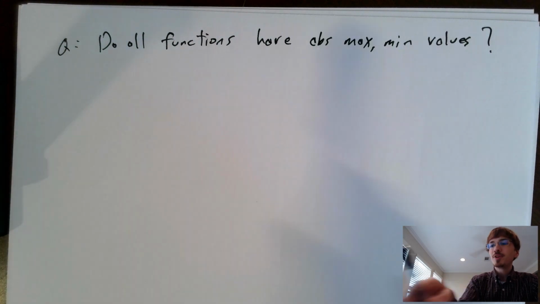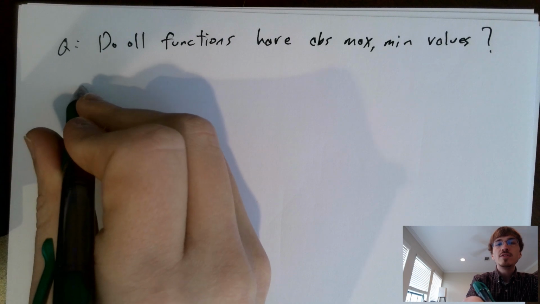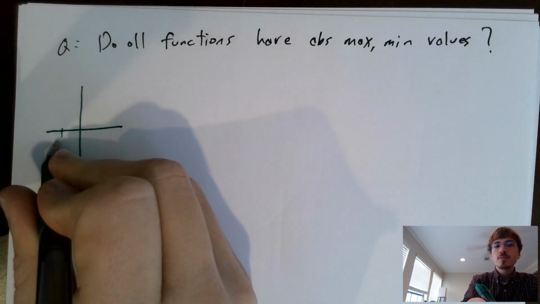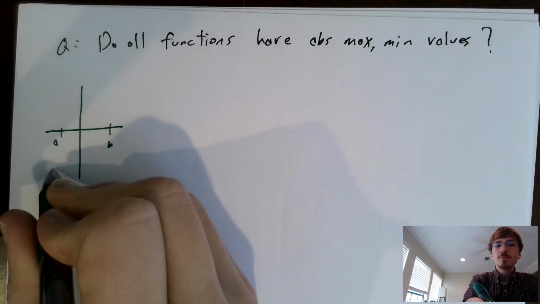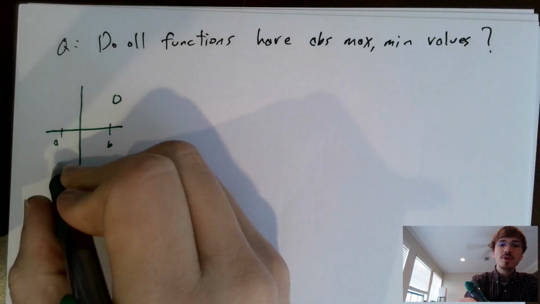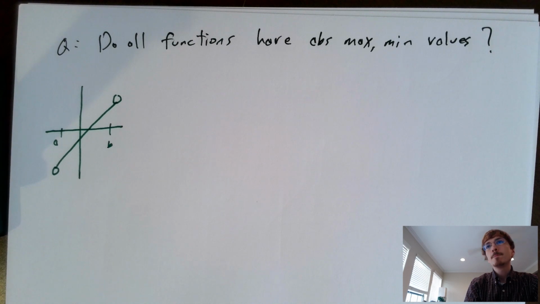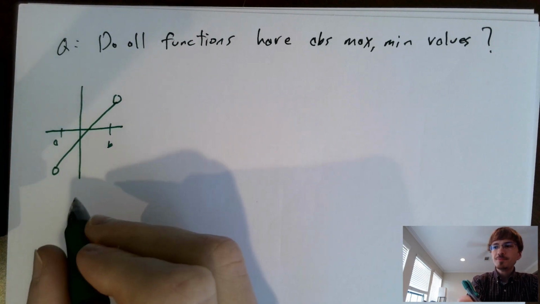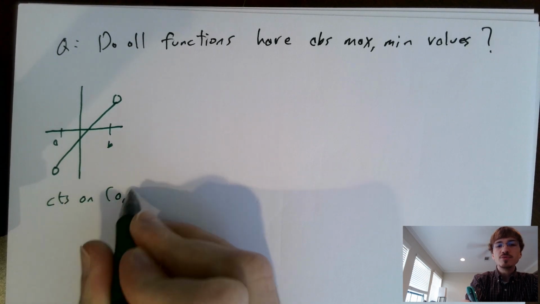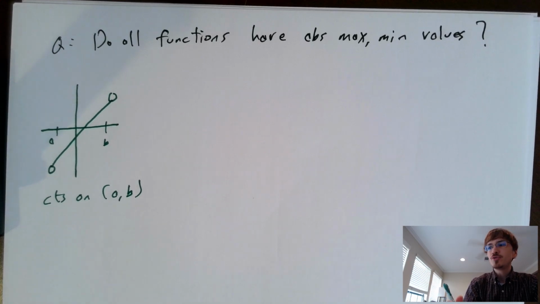So let's sketch some pictures. Pictures really, really help here, and it's nice to have an idea of all of these examples in your head whenever you approach the homework. So let's sketch a function from a to b, but let's suppose it's not going to include the endpoints. In this case, I have a function that's continuous on the open interval from a to b.